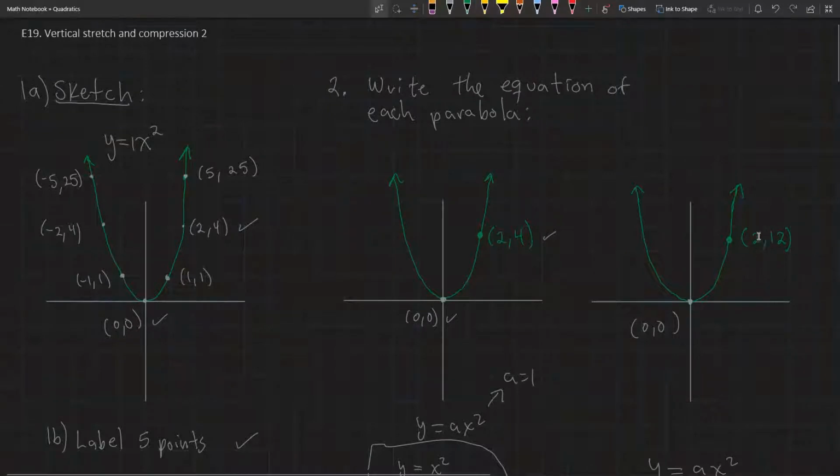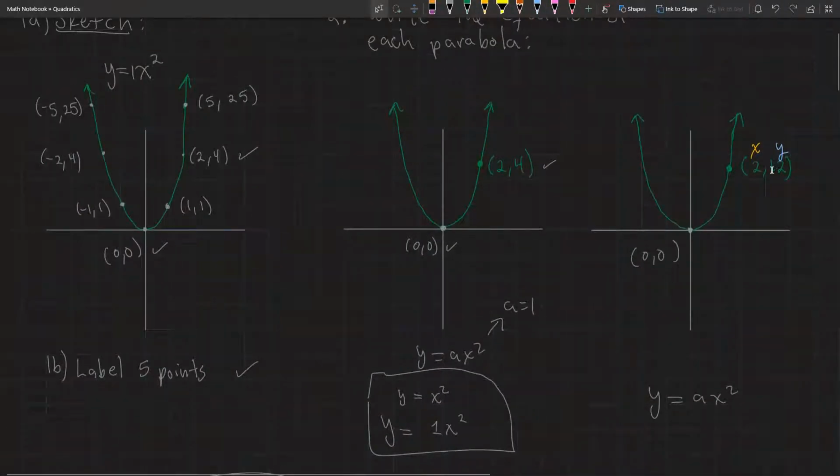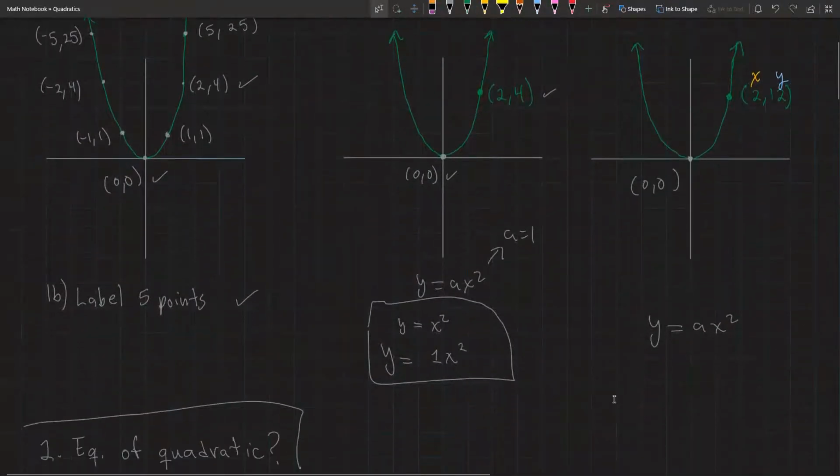What does the 2 represent, an x or a y value? What does the 12 represent, an x or a y value? The x is a 2. Therefore, the y must be a 12. And now we can make some substitutions. Anywhere we see a y, we can substitute a 12. So this y can now be replaced with a 12.